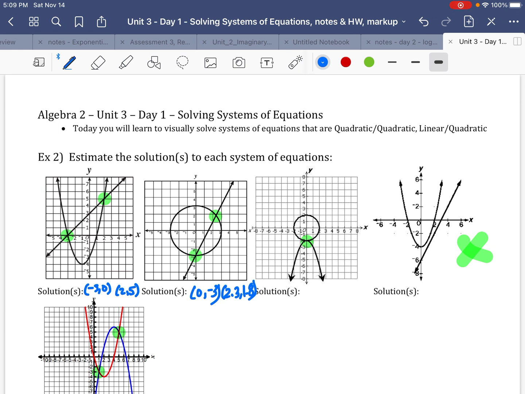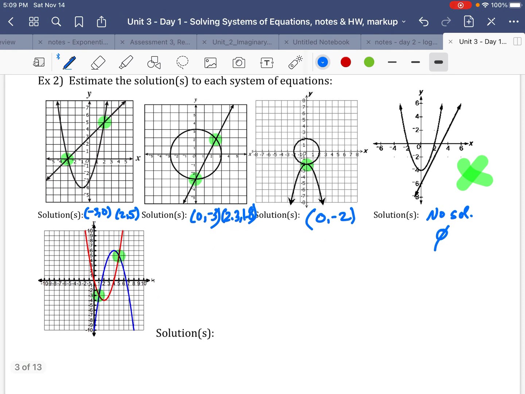So if you have to estimate, that's fine. If you're in Desmos, then it'll tell you the exact answer where they cross, but if you're just estimating from a picture you're already given, then that's what you do. All right, this next one with the circle and the parabola touching in one spot, that's at (0, -2). And for the solutions, you can just put no solution. Or you can say 0 with a slash through it, that also means no solution.